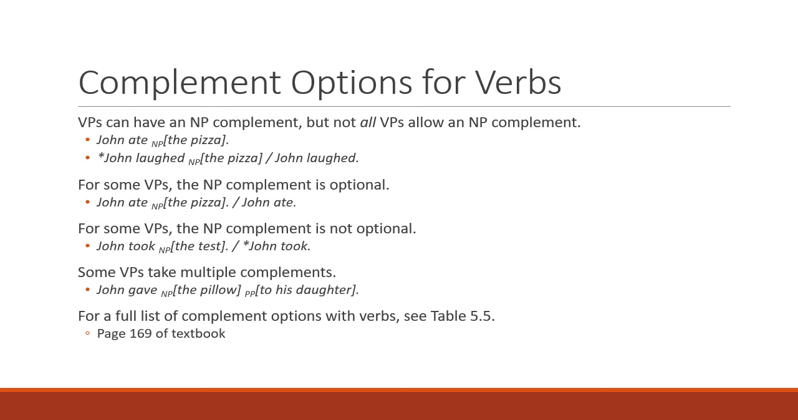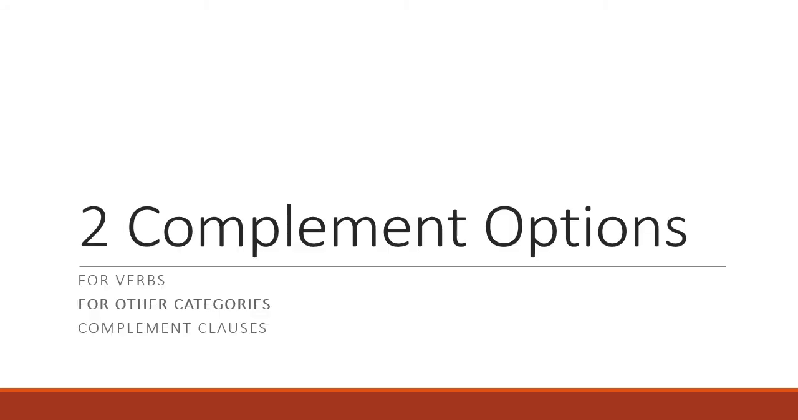For some VPs, the NP complement is not optional. So John took the test, but it can't just be John took. So took is a transitive verb that requires a noun phrase after it. Some VPs take multiple complements. So John gave the pillow to his daughter. And those are the ditransitive verbs. It needs the noun phrase and the prepositional phrase afterwards. Your textbook on page 169 has a nice little table with these, a more complete one. So check that out.